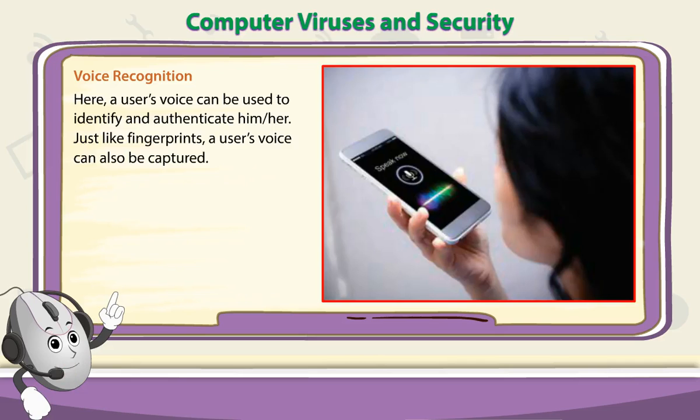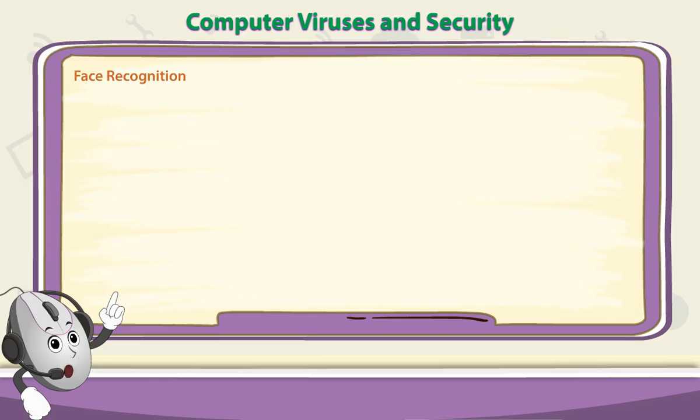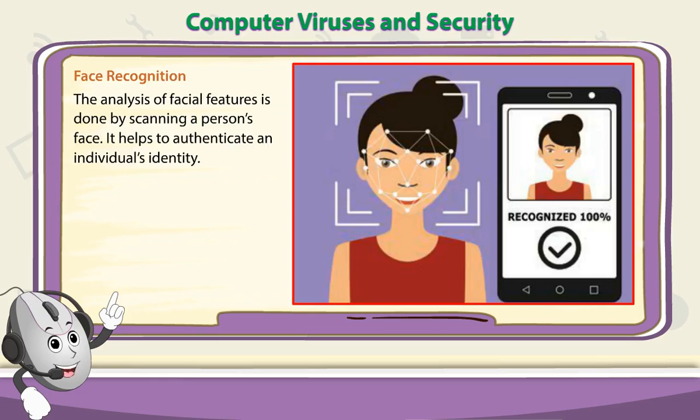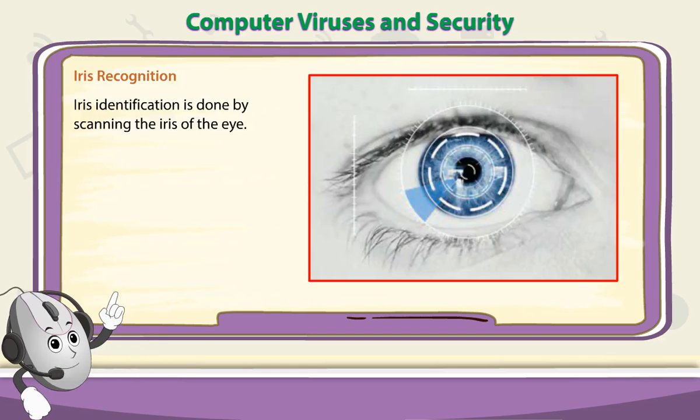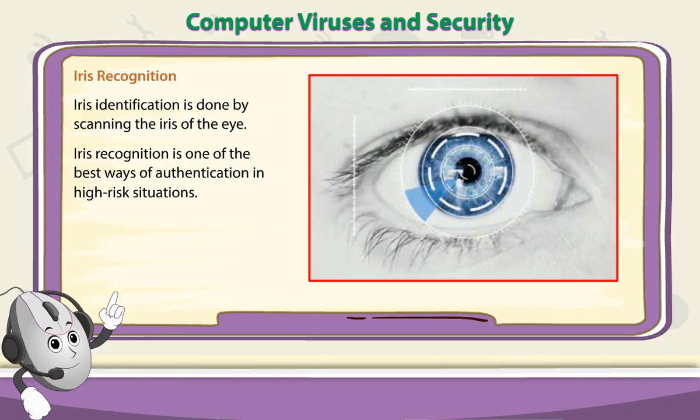Just like fingerprints, a user's voice can also be captured. Face recognition. The analysis of facial features is done by scanning a person's face. It helps to authenticate an individual's identity. Iris recognition. Iris identification is done by scanning the iris of the eye. Iris recognition is one of the best ways of authentication in high-risk situations.